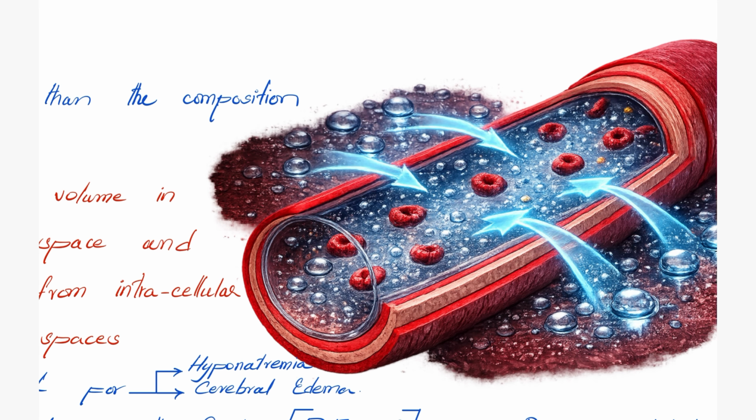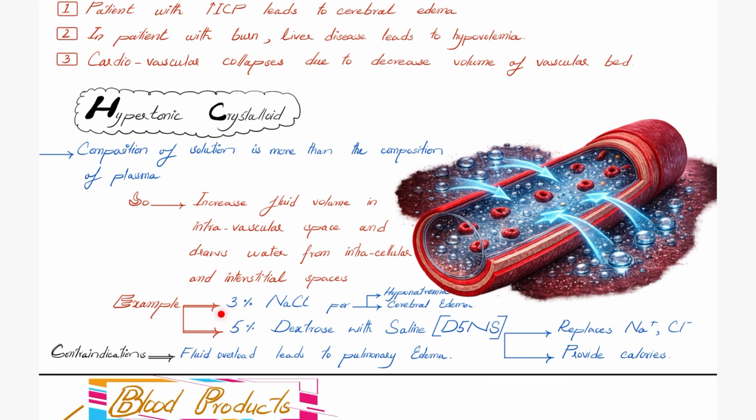So the solutions which come in the form of hypertonic crystalloids are 3% sodium chloride, which is used for hyponatremia and cerebral edema, and 5% dextrose with saline, which is D5NS, used to replace sodium and chloride and provide calories. The contraindication is that it may lead to fluid overload in patients with cardiac and renal disease, and this overload may lead to pulmonary edema, and you can hear crackles on auscultation. So this was about crystalloids.